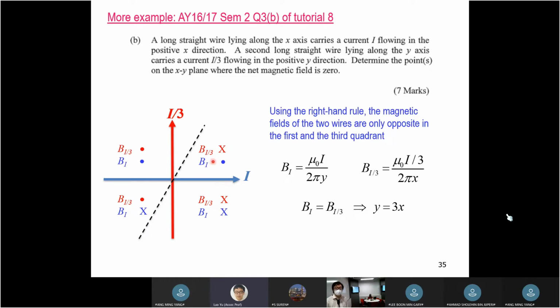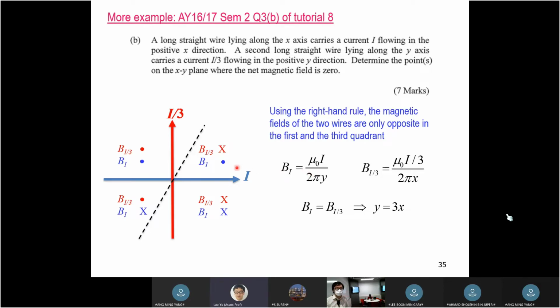For example, this coordinate. If this point has coordinates x and y, then y is the distance measured from that point to the horizontal axis, right? So which means for B, I should replace my r by y. Mu naught I divided by 2 pi y.